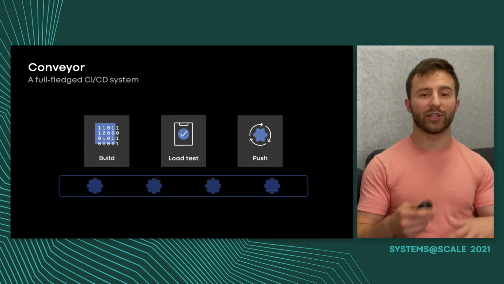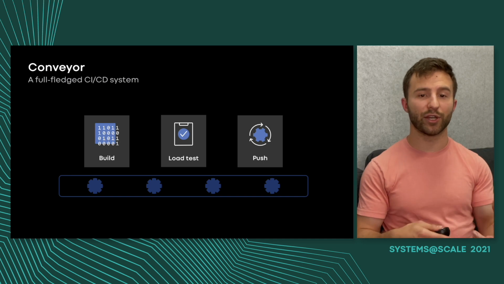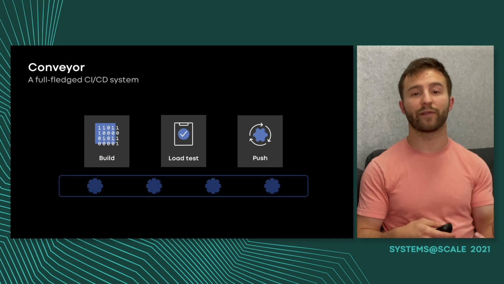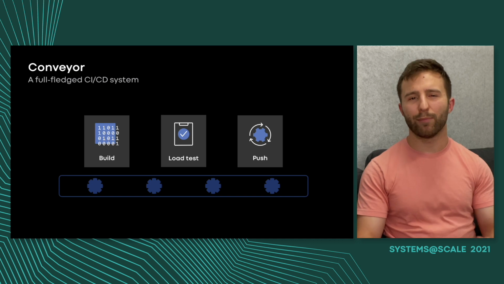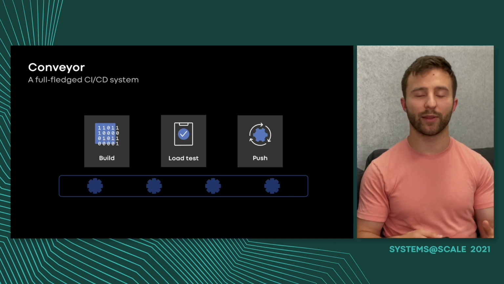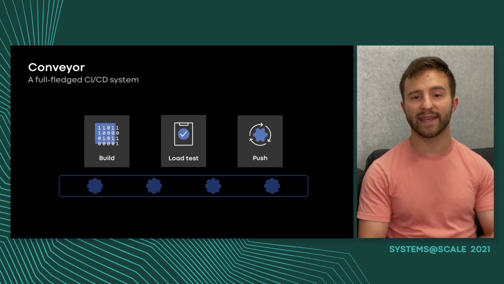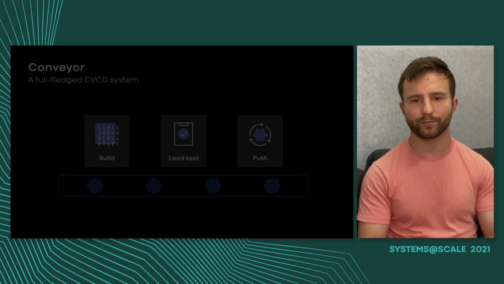Now, Conveyor pipelines typically start with a build node, which plugs into a CI system, and might include various test nodes that ensure that the code is bug-free and performant. And most pipelines end with a push node, which is more or less the same as running the push command line tool manually. But unlike the push command line tool, this is a completely automated system.